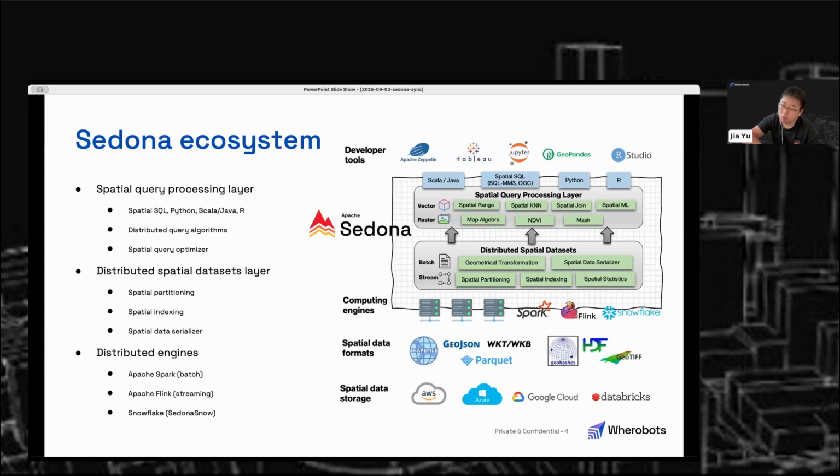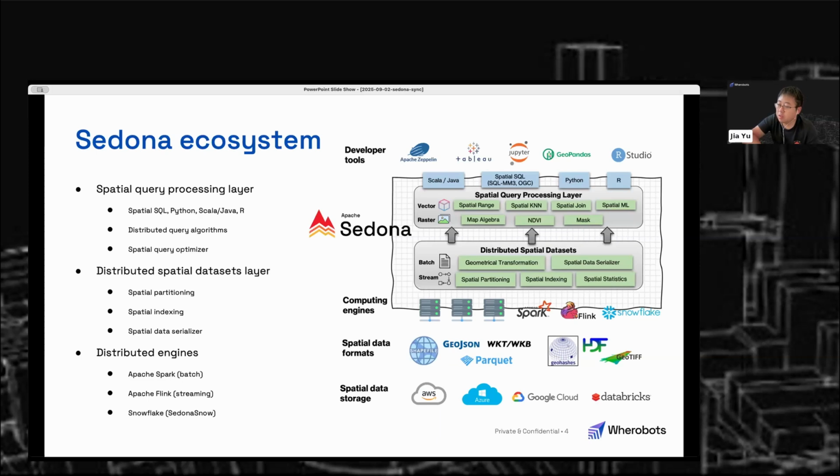This layer is also equipped with a number of distributed query algorithms. Basically, given a spatial SQL query, Sedona will take this query, translate it to a query plan, and execute this query across machines in the cluster. In this layer, we also have a spatial query optimizer that takes a spatial query and automatically figures out the best query algorithm to use for this particular query.